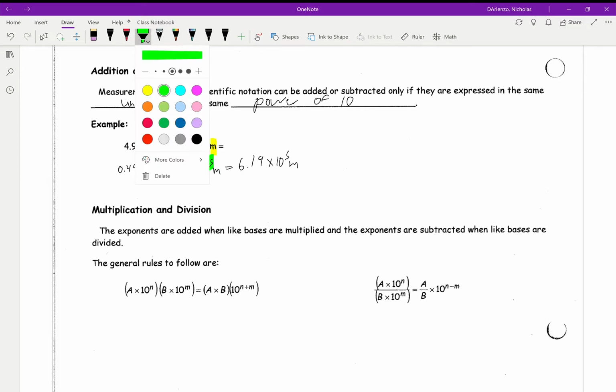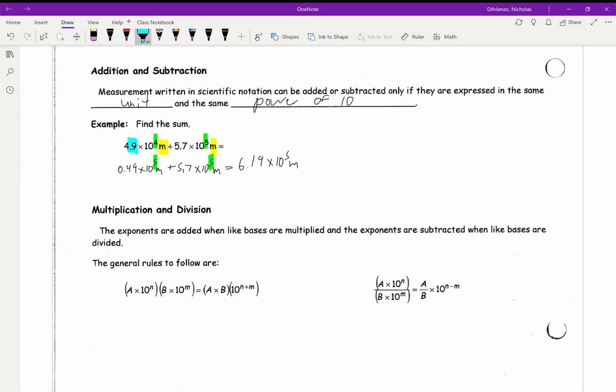Our two original numbers here each had 2 sig figs. So we want to only have 2 sig figs in our answer, so we'll round this off. So we would call this 6.2 times 10 to the 5th meters.